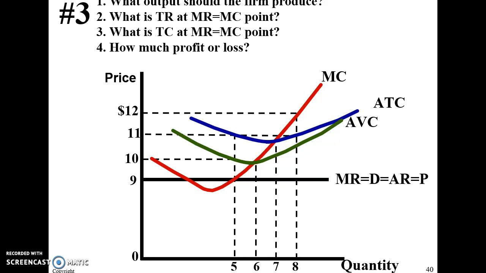What about this firm? So let's go through the curve analysis before we decide whether or not this firm will produce. The optimal level would be 5.